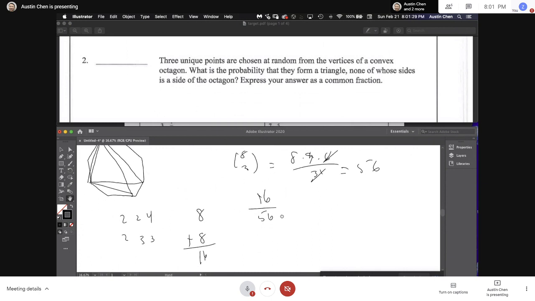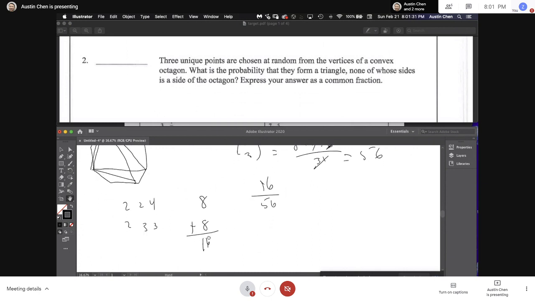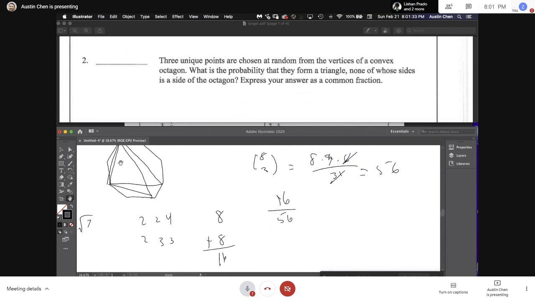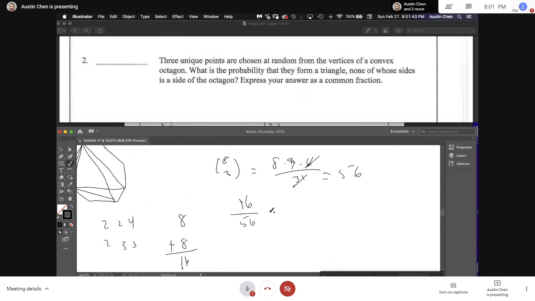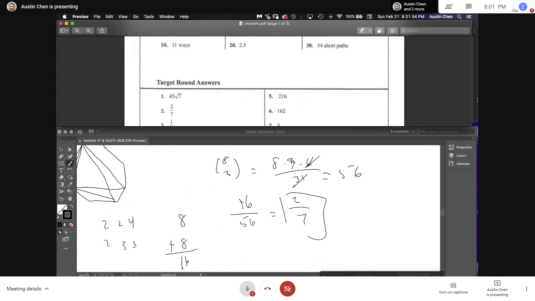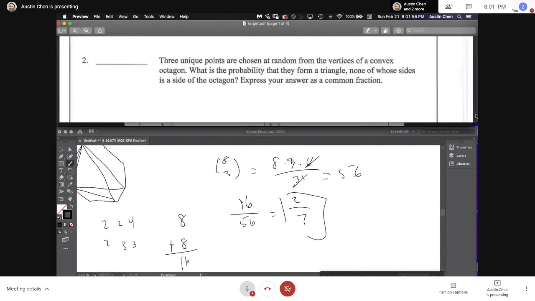And why this works is because each triangle case that we counted is going to be a different case in our 3 unique points, right? Okay, so then 16 over 56, we can cancel out an 8 on top and bottom. So then we have 2 over 7. And then that is our answer. 2 sevenths. Okay.